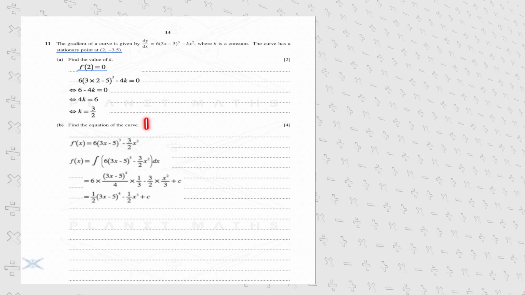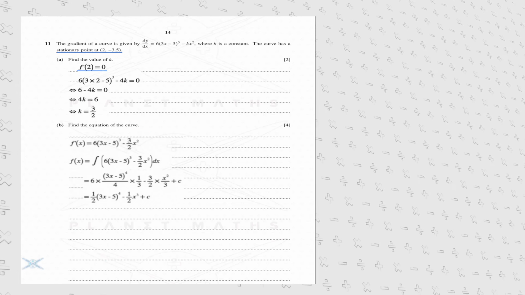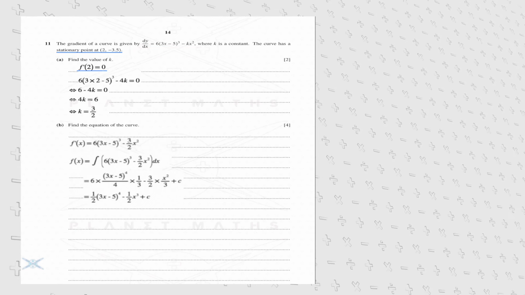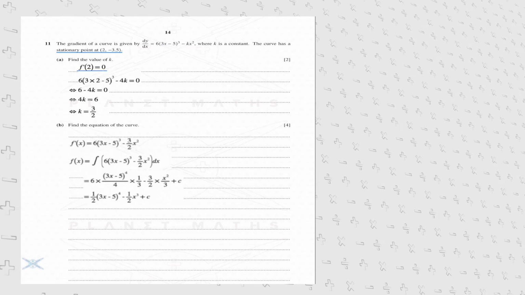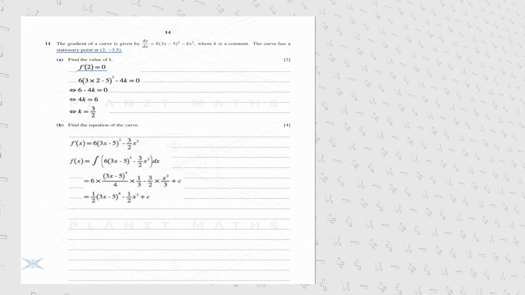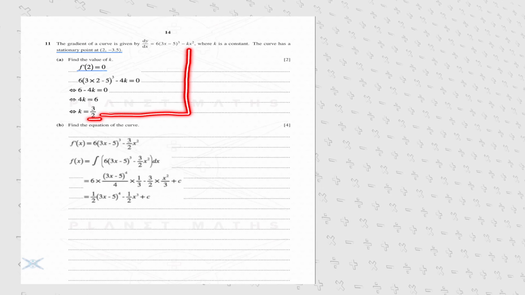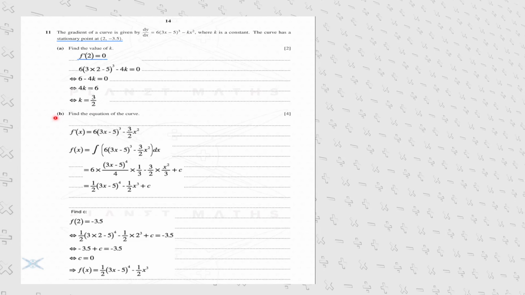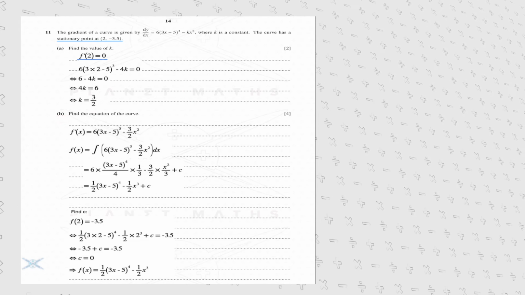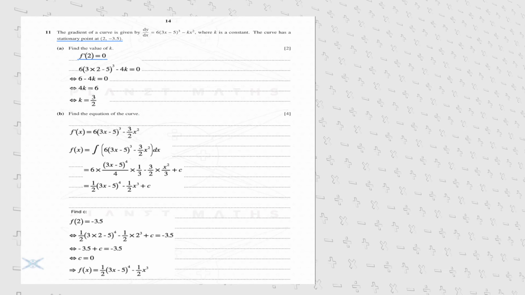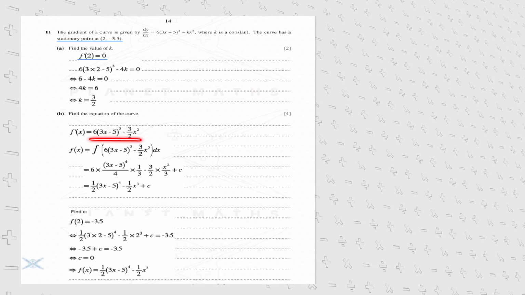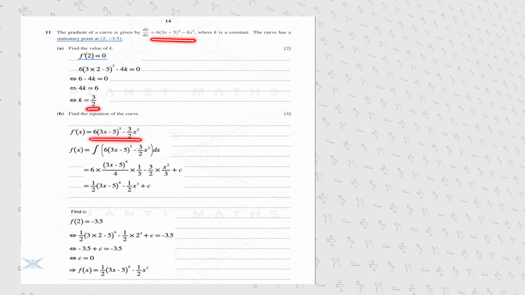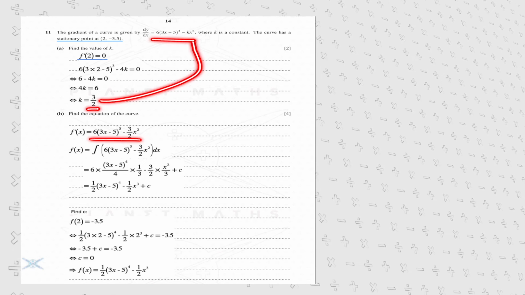In part B, we're now supposed to find the equation of the curve. We have already been provided with its derivative, so we will have to integrate this expression, and we have just figured out in the previous part of the exercise that k is 3/2, so we just substitute 3/2 for k. So what we have to do is to integrate the function of the first derivative, and since we've already figured out the value for k, we can substitute k for 3/2.